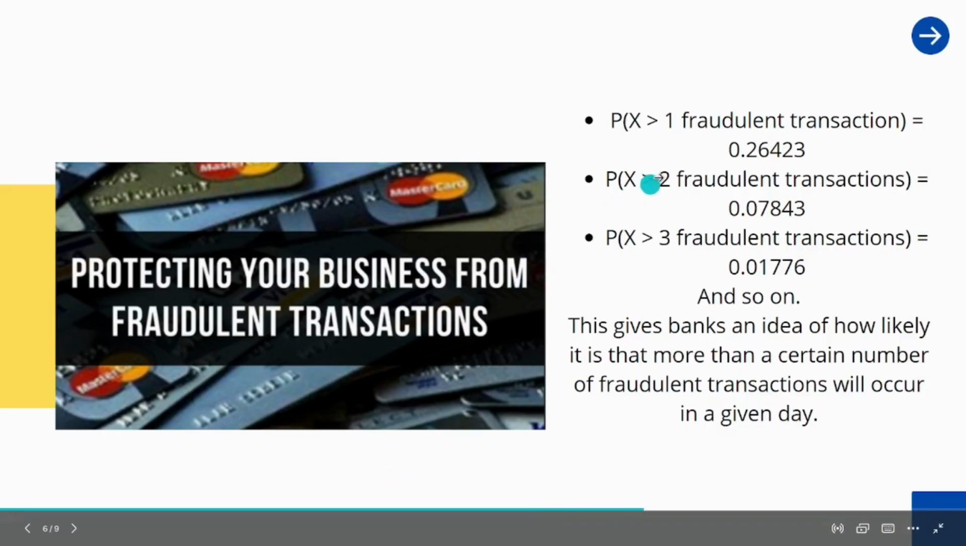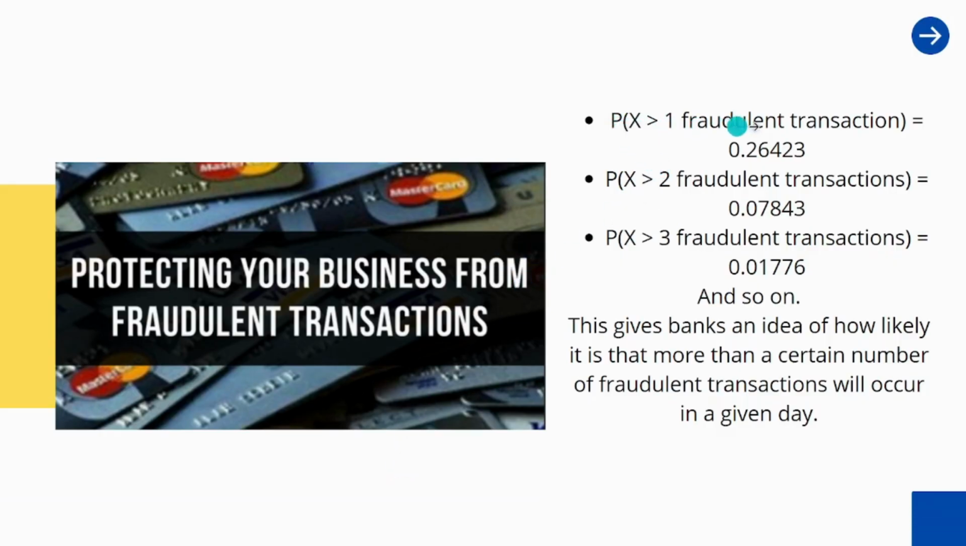Here I took three cases. P(x > 1) fraudulent transaction is 0.026423. P(x > 2) fraudulent transactions is 0.07843. P(x > 3) fraudulent transactions is 0.01776 and so on. Thus this gives banks an idea of how likely it is that more than a certain number of fraudulent transactions will occur in a given day. I have calculated these values using a binomial distribution calculator, as we did in the previous application.